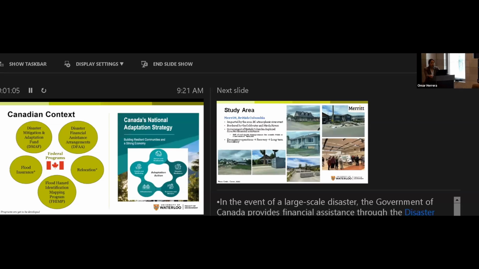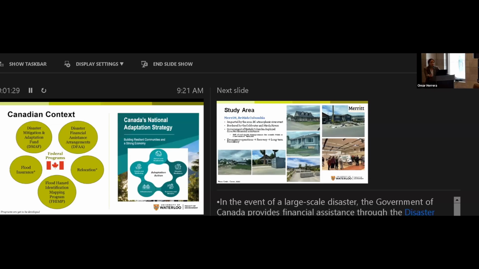And so in the event of a large-scale disaster, whether that may be floods, wildfires, mudslides, the government of Canada actually provides disaster financial assistance through their DFAA program to provinces and territories for eligible disaster costs for response and recovery. Not related to flood mitigation, just letting you know, but directly related to disaster recovery. With this, provinces can use that financial support to help impacted communities.